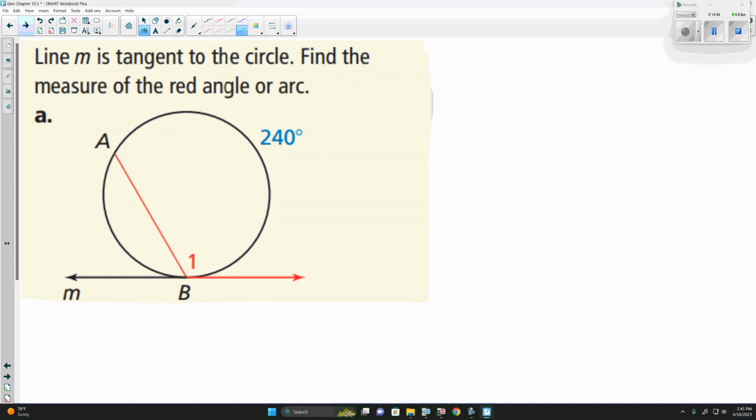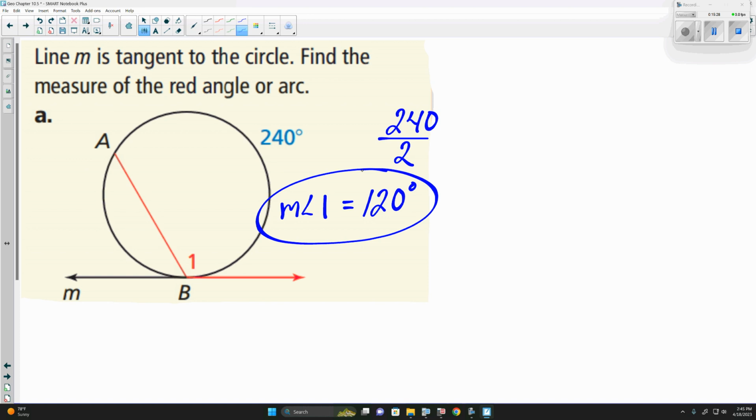So if this arc here is 240 degrees, what would we need to do to find the measure of our angle? Yes, we need to divide 240 by 2 or multiply it by 1/2. Either way. So we can take 240 divided by 2, so the measure of angle 1 is 120. Questions on any of this so far?